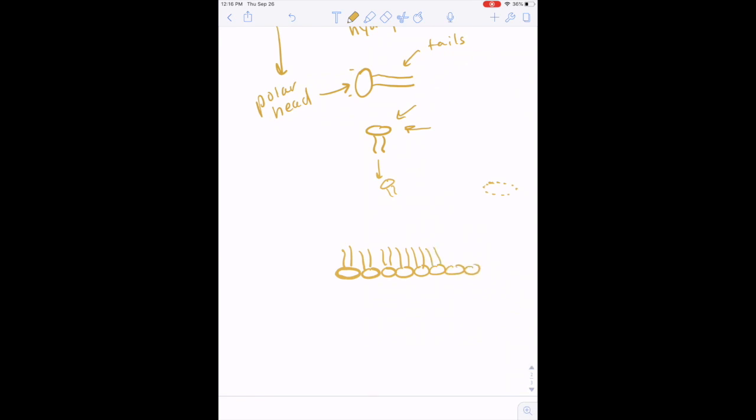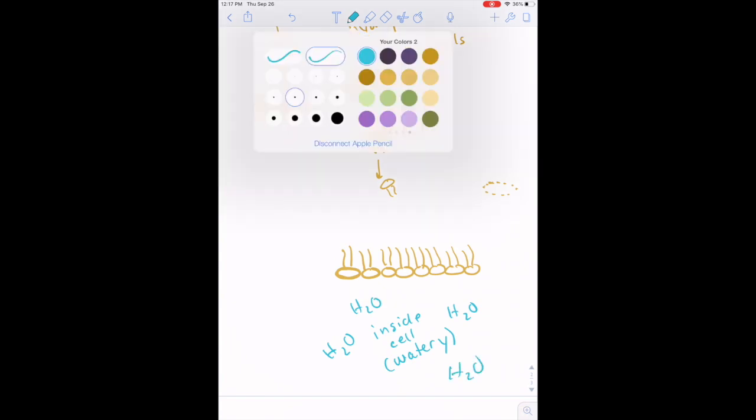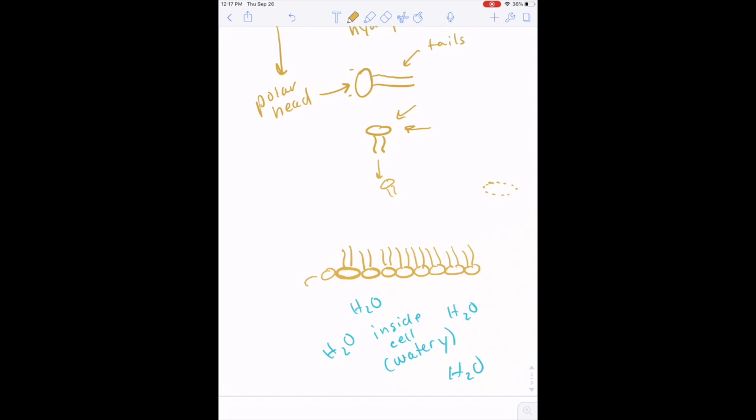a whole bunch of these line up to form your cell membrane because the inside of the cell is very watery. There is a ton of water in the cytoplasm of the cell. And so all of those polar heads will line up facing the watery interior of the cell with those hydrophobic tails pointing away from it.